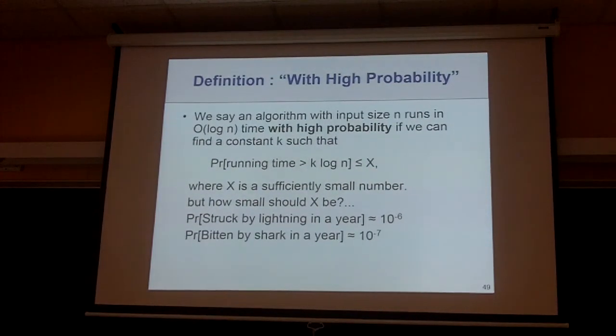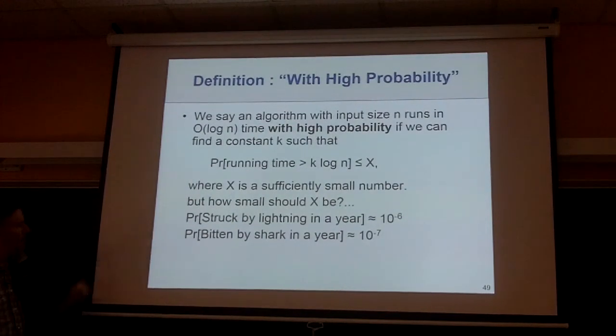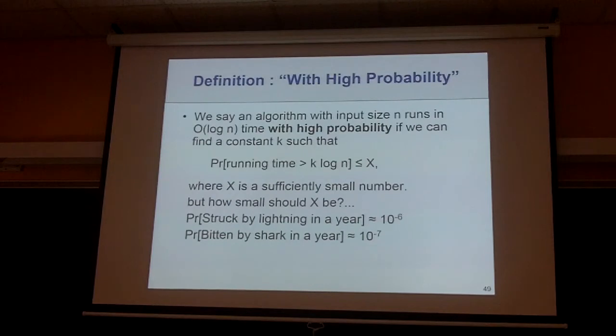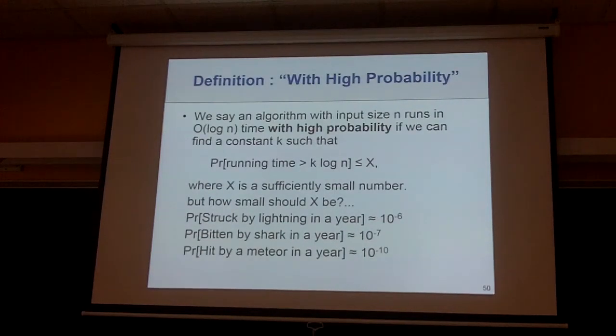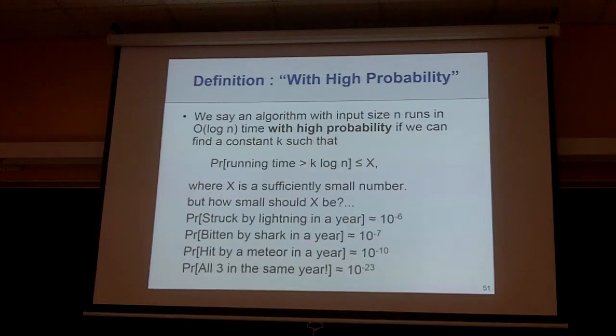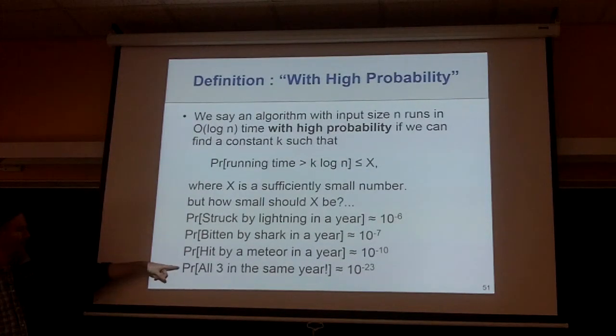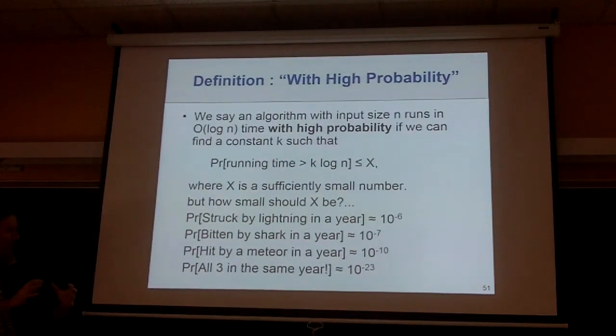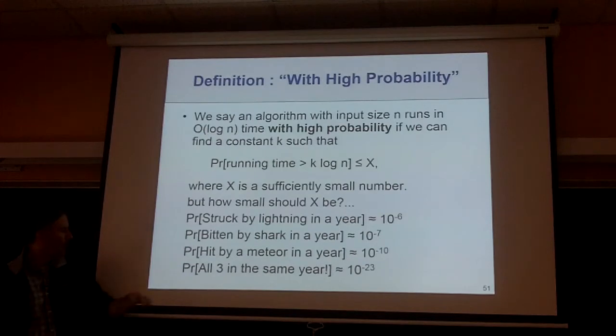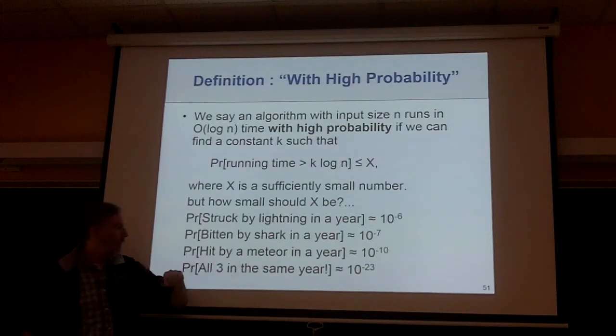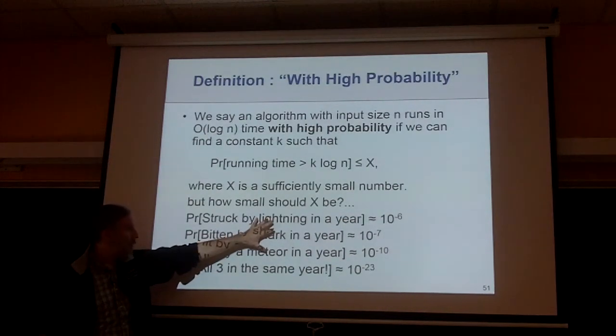I don't know, some other events that are not so likely. The probability of being bitten by a shark in a year is even less. The probability that you're hit by a meteor is 10 to the minus 10. So my concept of what I'm comfortable with, I call lightning, meteor, shark safety. I'm waiting for this to become an official ISO standard. But 10 to the minus 23rd, assuming there's no dependencies between these.